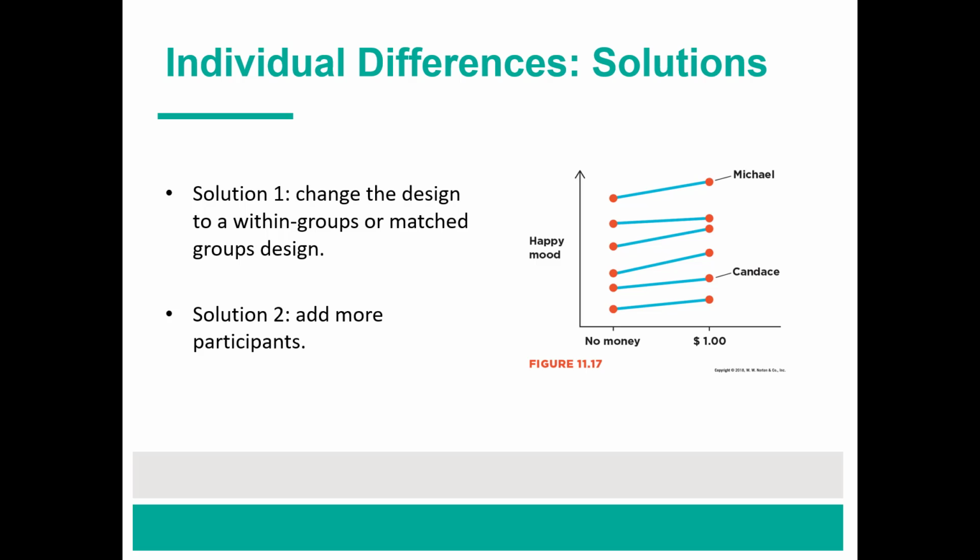You can also use a matched groups design. Pairs of participants are matched on an individual difference variable, and it's easier to see the effects of the IV. The second solution is to add more participants. If it's not feasible to change the design to a within groups or matched group design, then try adding more participants. This will lessen the effects that any one participant has on the group average.